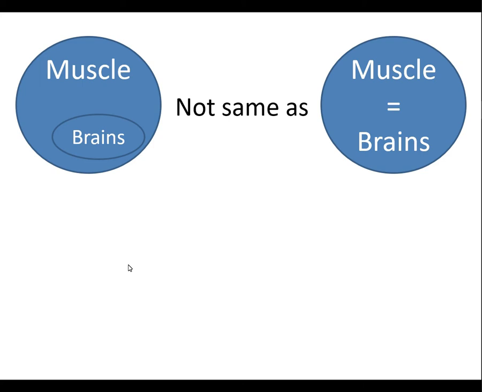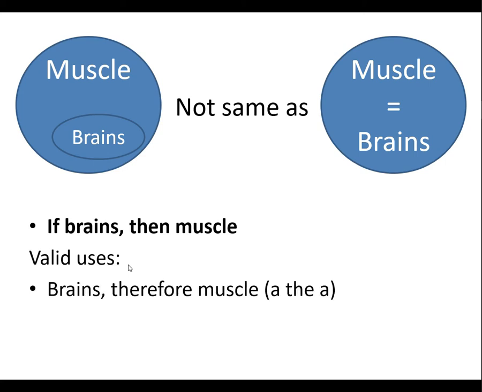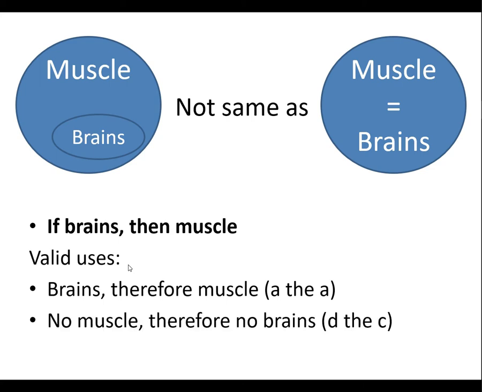So Thor Odinson comes up with, if brains then muscle, and he would have some valid uses of this new knowledge is power meme that he's picked up. The valid uses include, I have brains, therefore I have muscle. And again, we're being charitable here. So this is affirming the antecedent.